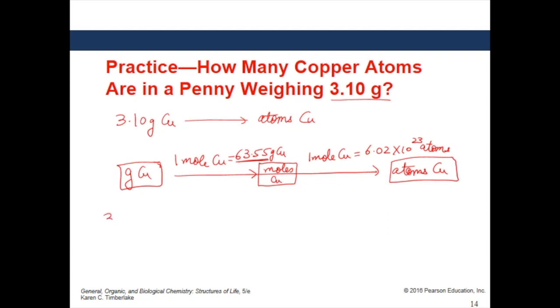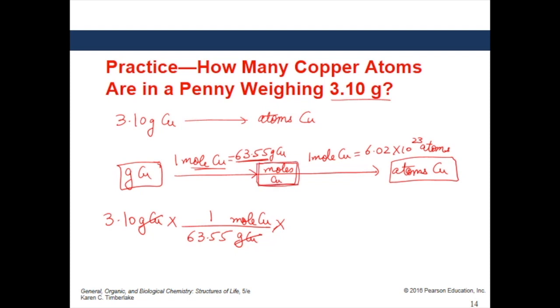Let's start with what's given, which is 3.10 grams of copper. To cancel grams, I divide by grams, multiply by moles of copper. How many moles? 1 mole is 63.55 grams. Grams and grams got cancelled. My final answer here is in moles of copper. So I've reached this step now.